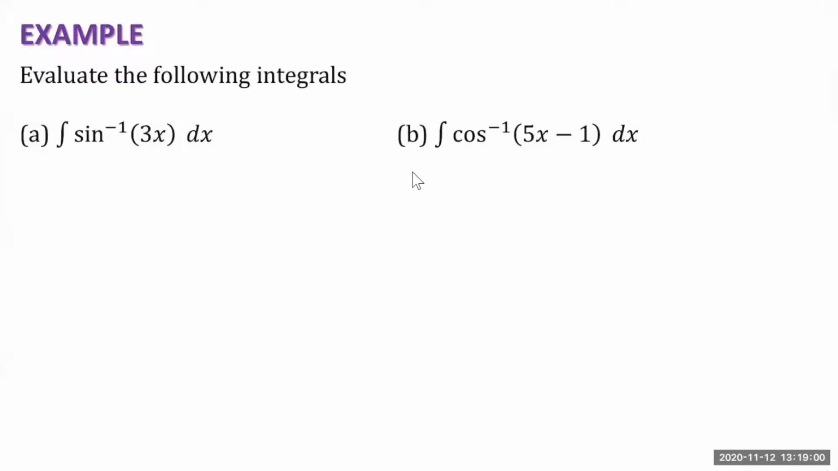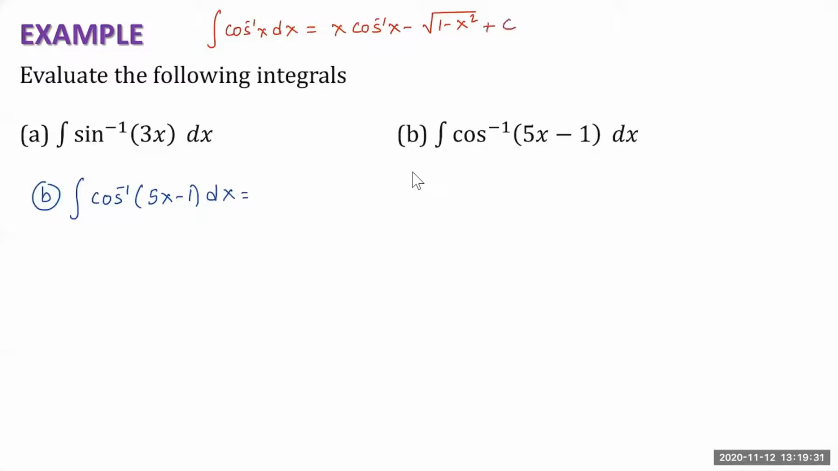Now let's work on part B. In part B, we have to integrate cosine inverse 5x minus 1 with respect to x. We know the formula for integration of cosine inverse x. Integration of cosine inverse x with respect to x is x cosine inverse x minus the square root of 1 minus x squared plus c. That is the formula.